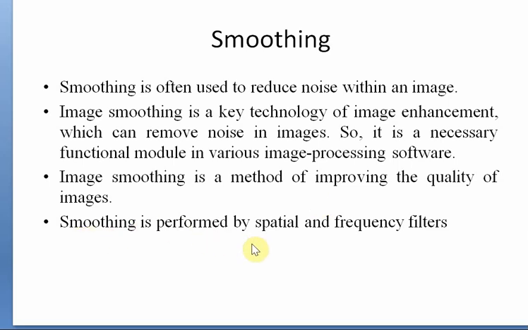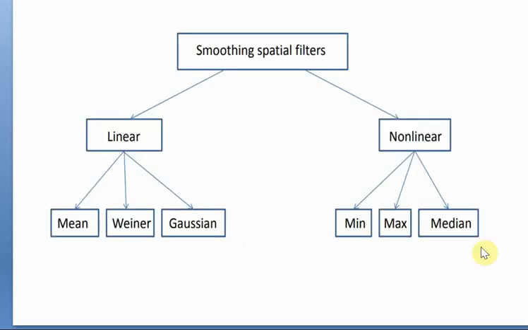Now, smoothing is performed by spatial filters and frequency filters. In the frequency domain enhancement techniques also, we have two different techniques: one is smoothing and the other is sharpening. Smoothing may be applied to the spatial domain image or the frequency domain image. Under smoothing spatial filters, again we have different techniques: linear and non-linear. In the linear, consider mean, Wiener, Gaussian. In the non-linear, consider minimum, maximum, median.